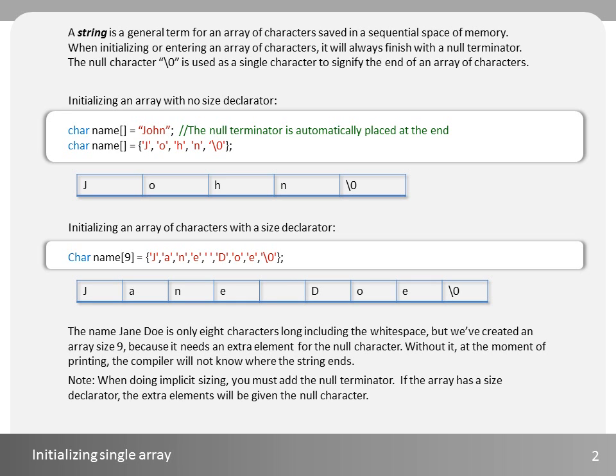Next is another example, this time initializing an array of characters with a size declarator. The array is declared to be an array of 9 characters, but the name Jane Doe is only 8 characters. So we've created an array of size 9 because it needs an extra element for the null character. Without it, at the moment of printing, the compiler will not know where the string ends. When doing implicit sizing, you must add the null terminator. If the array has a size declarator, the extra elements will be given the null character.